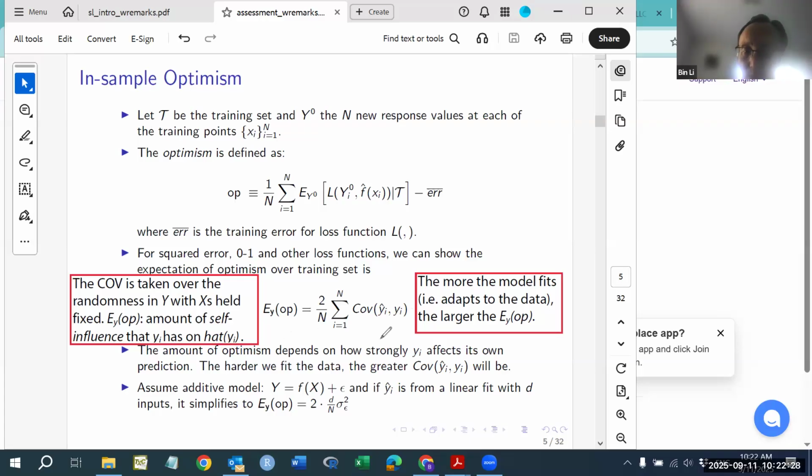Okay, so now if you understand that, by the way, you can see the expected value of the in-sample optimism is this one. What is the COV? That's the covariance. So that's the covariance between the yi hat and the yi. So what is covariance?